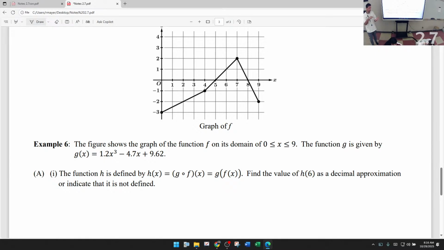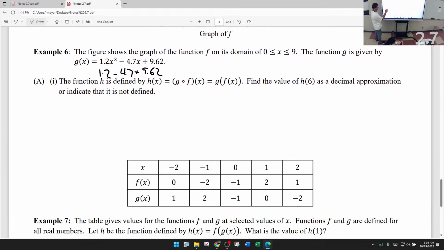1.2 times 1 cubed, 1.2. I don't guess I need a calculator for that. 1.2 minus 4.7 plus 9.62, and whatever that gives me. I'm not doing that in my head because you guys got calculators. But I could.